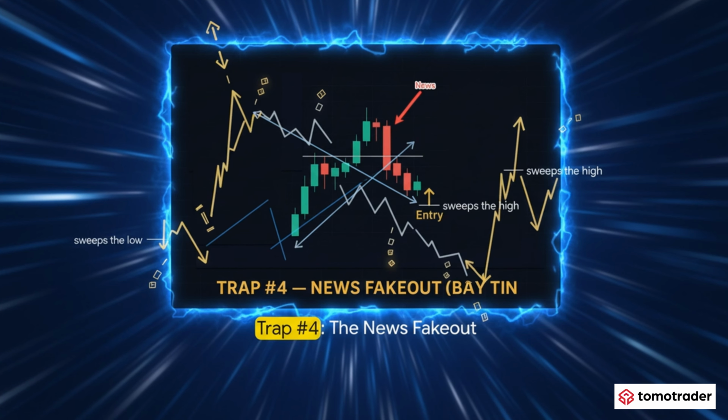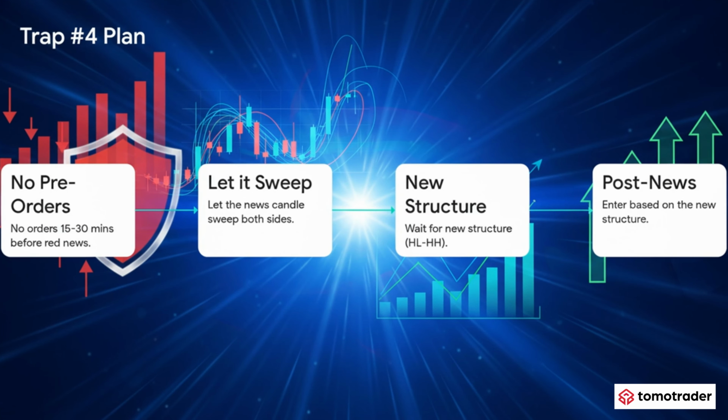I mean, you'll literally see candles with $30 to $100 in a single minute, visiting every recent high and low just to clear out the liquidity. The emotional trap here is trying to guess the direction of the news. Just don't do it. The golden rule? Absolutely no orders 15 to 30 minutes before a red news release. Let that initial chaotic news candle do its dirty work and sweep both sides.